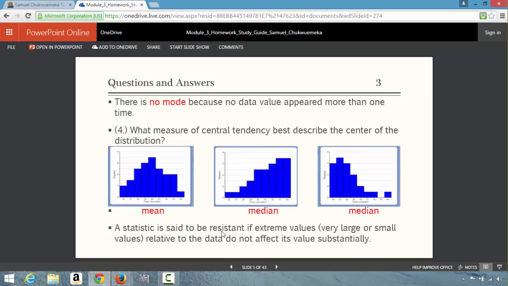A statistic is said to be resistant. When do we say a statistic is resistant? When extreme values, the outliers, very large or very small values relative to the data, do not affect its value substantially. That is when we say that the statistic is resistant.